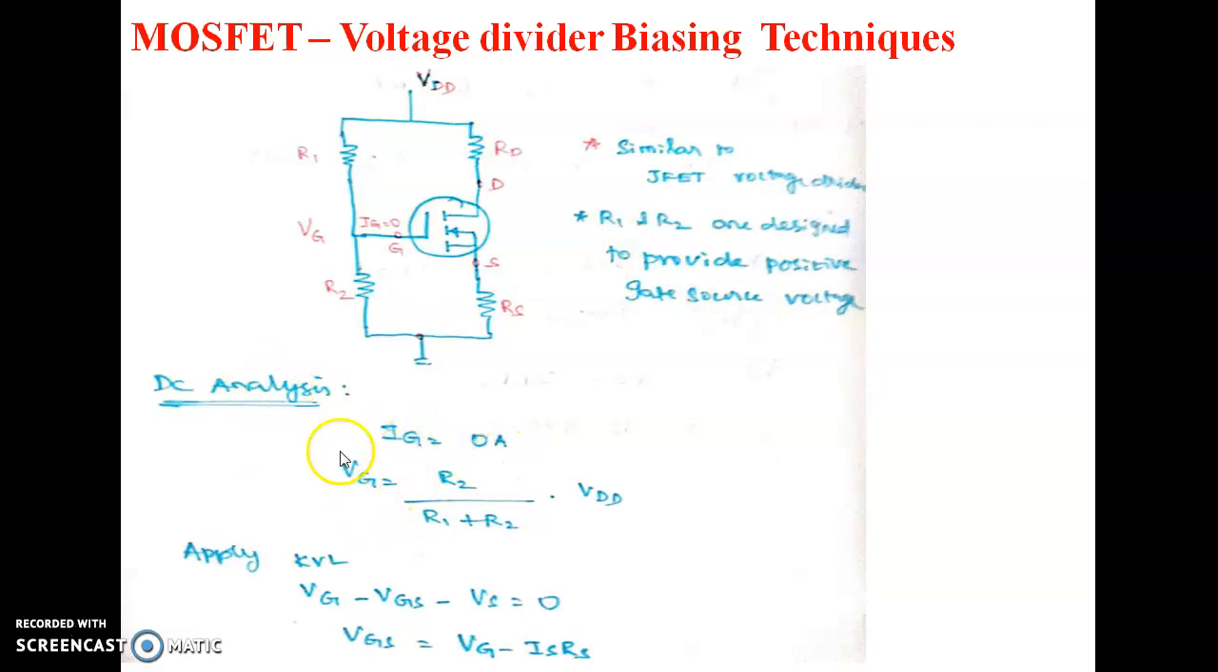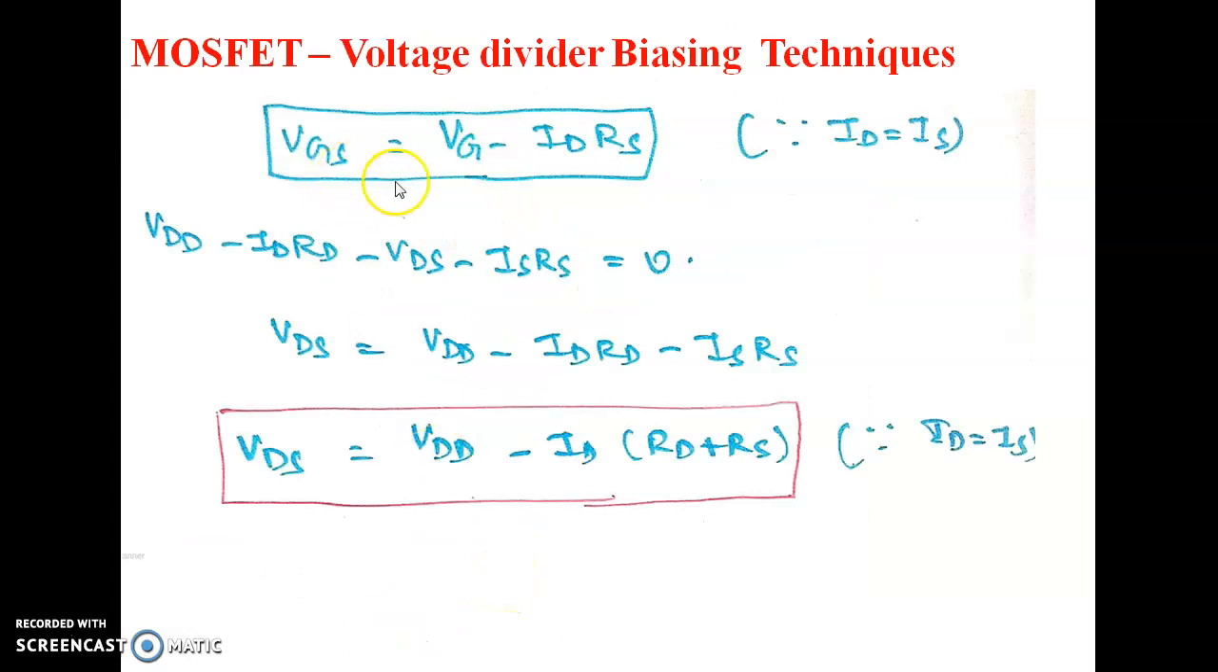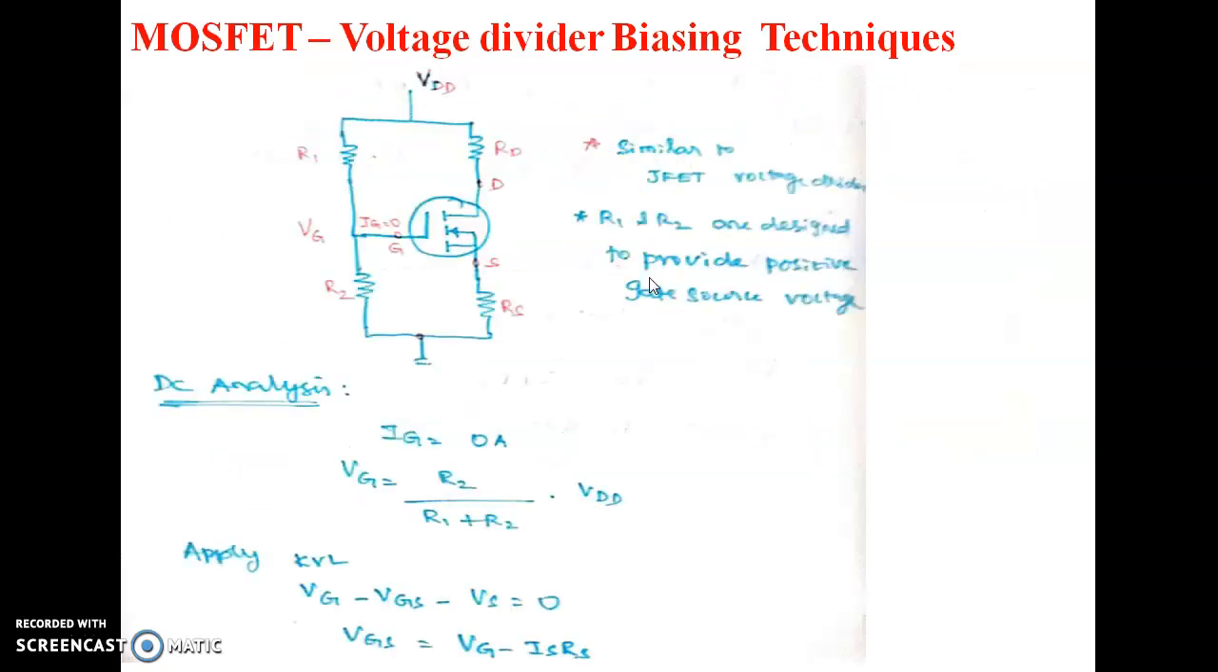Ig is equal to 0 amps. What about Vg? By means of some circuit theory concepts, Vg is equal to R2 divided by R1 plus R2 into the applied voltage VDD. So this is the Vg value. Next, apply KVL to this loop. Vg equals the drop across VGS plus the drop across RS. So VGS is equal to Vg minus ID into RS, with ID equal to IS. This is one assumption. Next, apply KVL to the output circuit. This one is our output circuit: the applied voltage, the drop across this, and the drop across this.